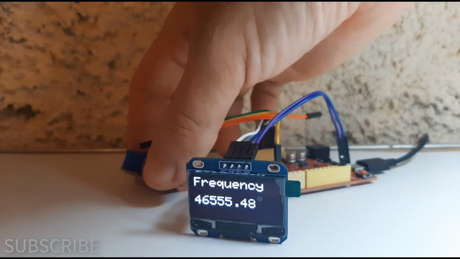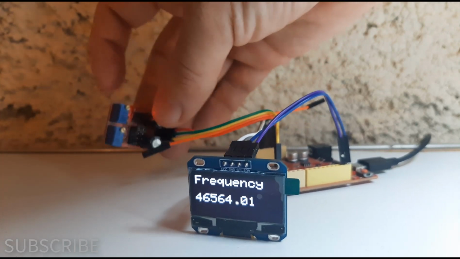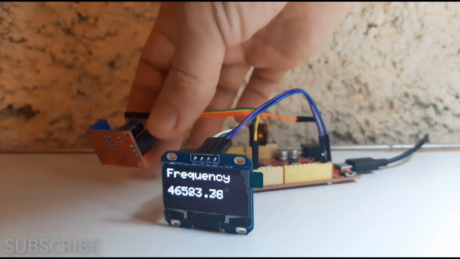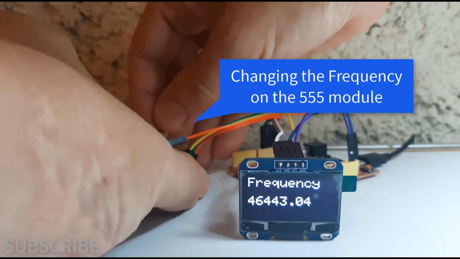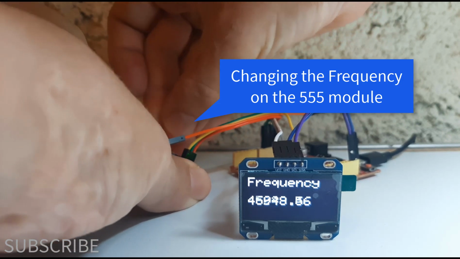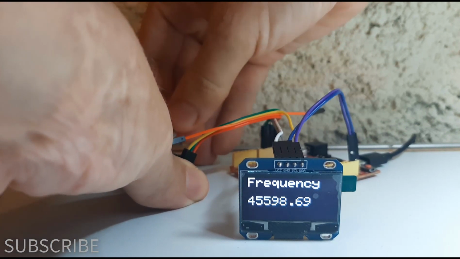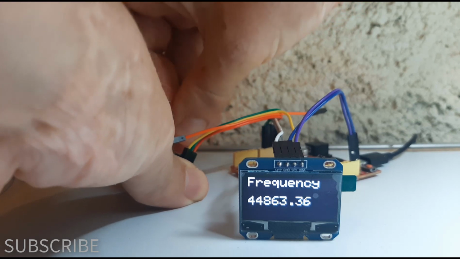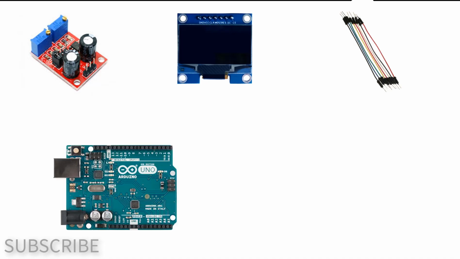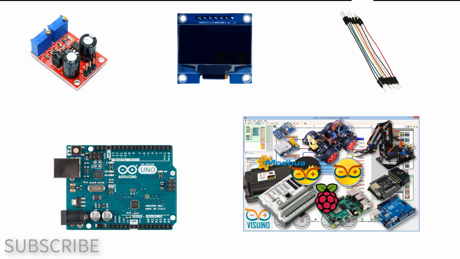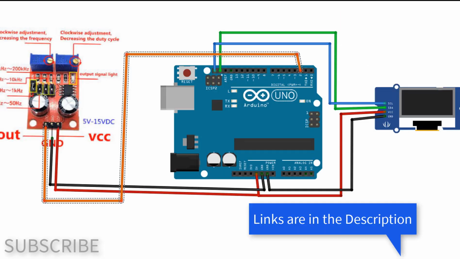In this tutorial we will learn how to make a simple frequency counter using Arduino. For this project you will need some kind of frequency generator. In our case we are using a simple 555 module, OLED display, jumper wires, Arduino and Arduino software. Wire everything according to this schematic.